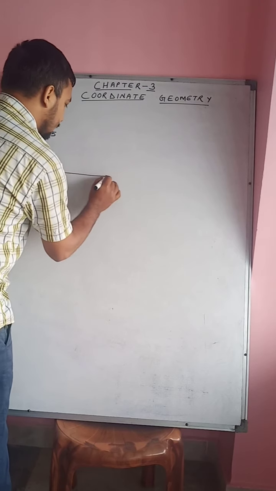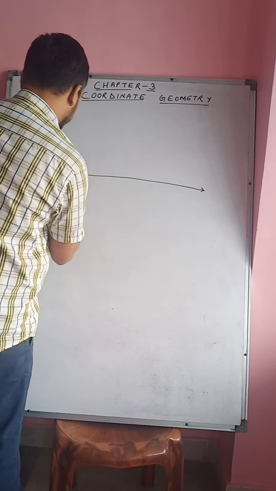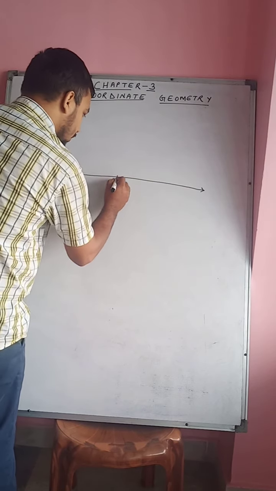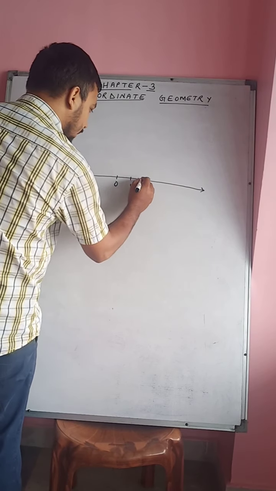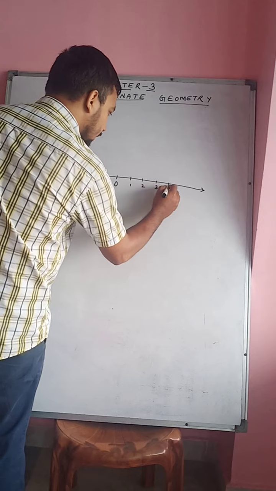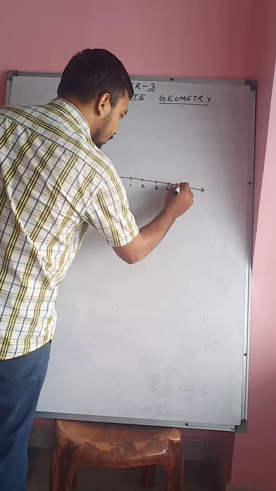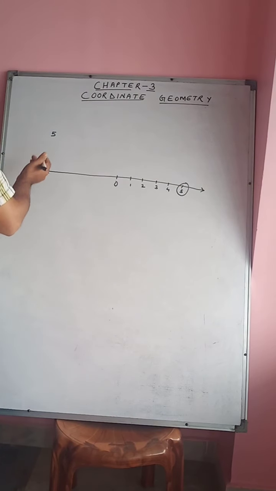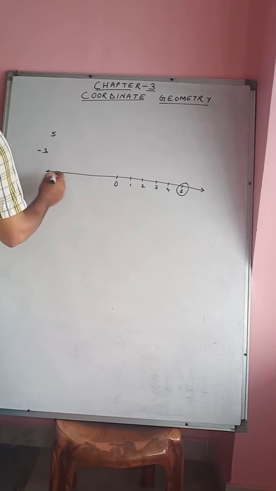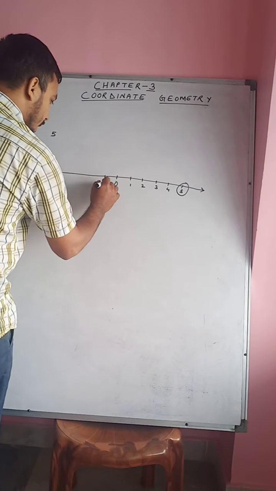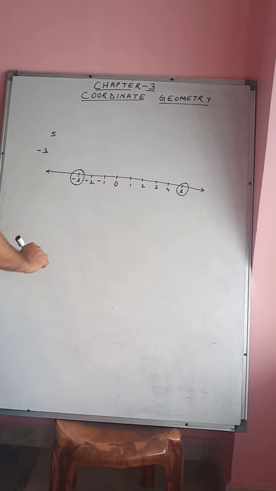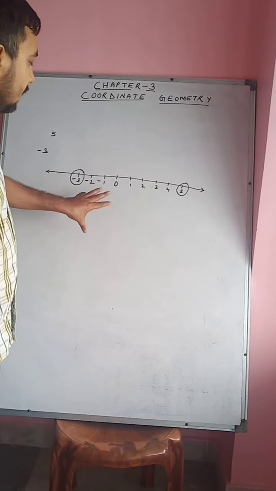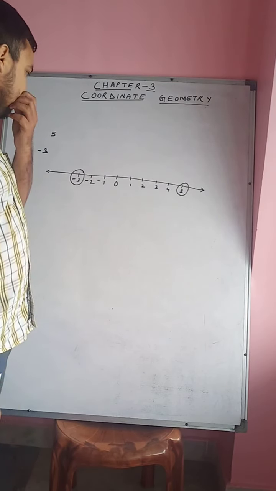You draw one horizontal line like this and put 0 in the center. Then this is the positive side: 1, 2, 3, 4, 5. You represent 5 like this. If it is a negative value, suppose -3, what do you do? -1, -2, -3, so this will be our value. This is how you have already learned to represent numbers on a number line.